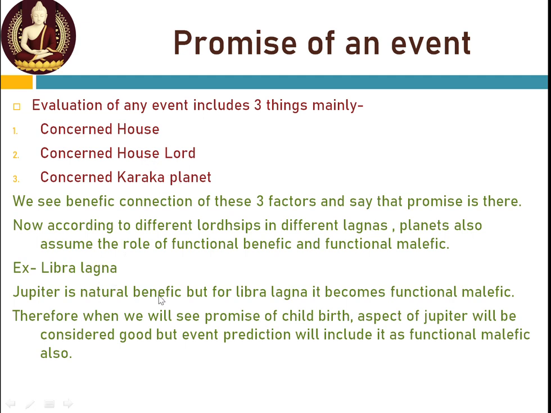Suppose Libra Lagna is there. So Jupiter is natural benefic, but for Libra Lagna, Jupiter becomes functional malefic. Why? Because for Libra Lagna, third house will have Sagittarius sign and sixth house will have Pisces sign. So third house and sixth house both are malefic in nature. That's why Jupiter, although it is natural benefic, in the dasa periods or naturally, it will behave like a functional malefic. So it will give result of functional malefic as well as natural benefic.